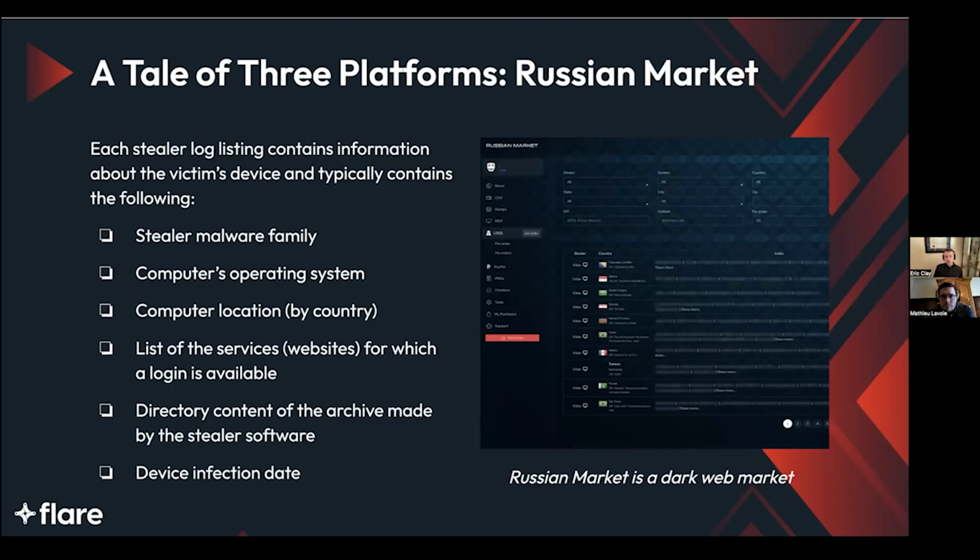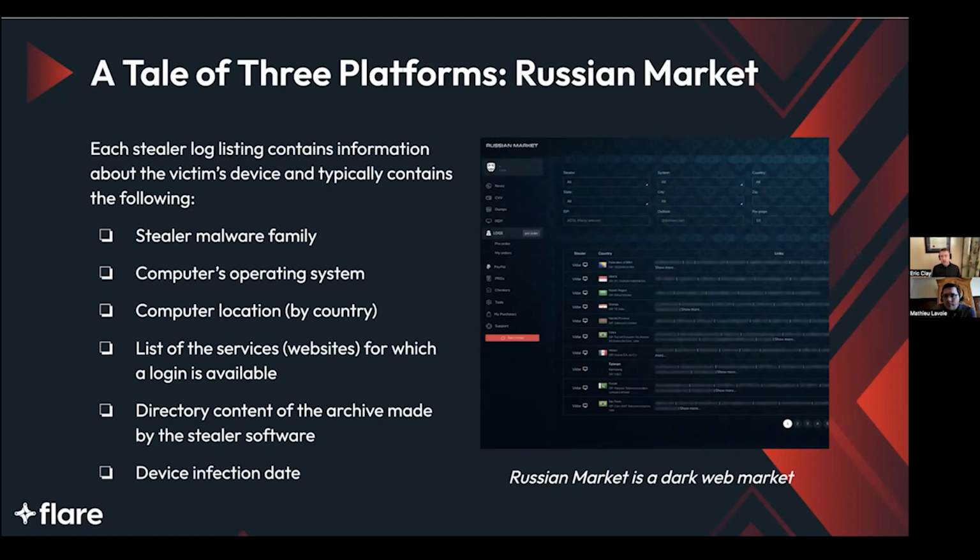So each listing on Russian Market typically contains the stealer malware family. There's about a dozen or more different families: Redline, Raccoon, Vidar. There's a lot of smaller ones. Redline is the most prominent one. It'll have the computer's operating system, the computer's location by country, the list of web services and websites for which a login is available, directory content of the archive made by the stealer software, and the date the device was infected.